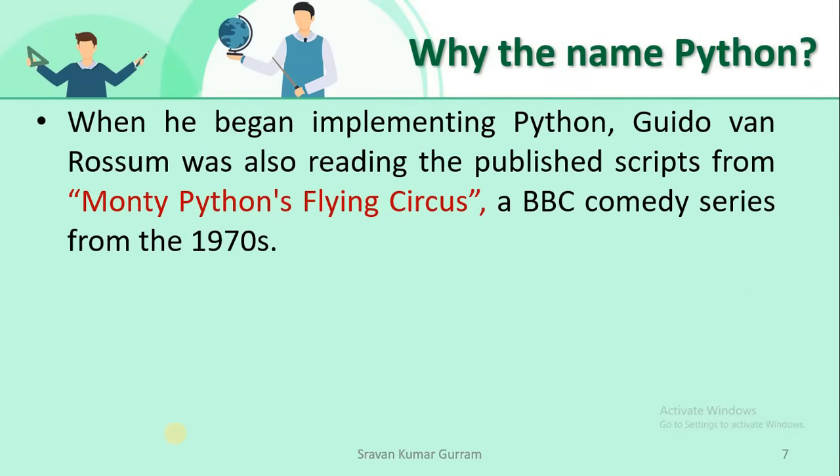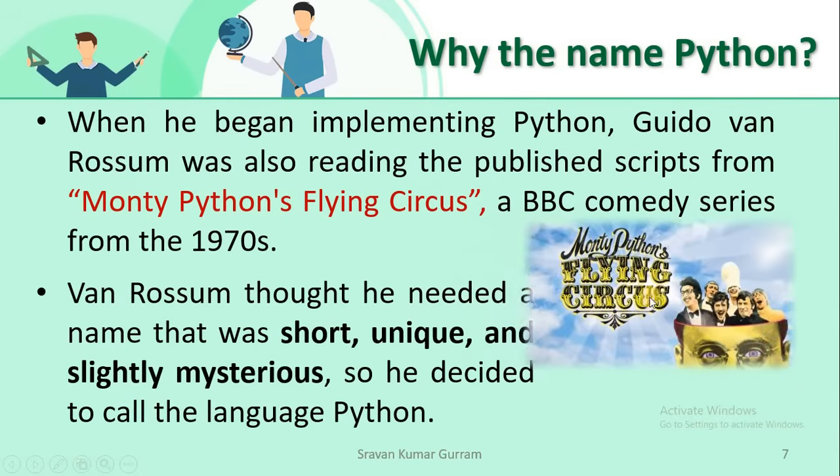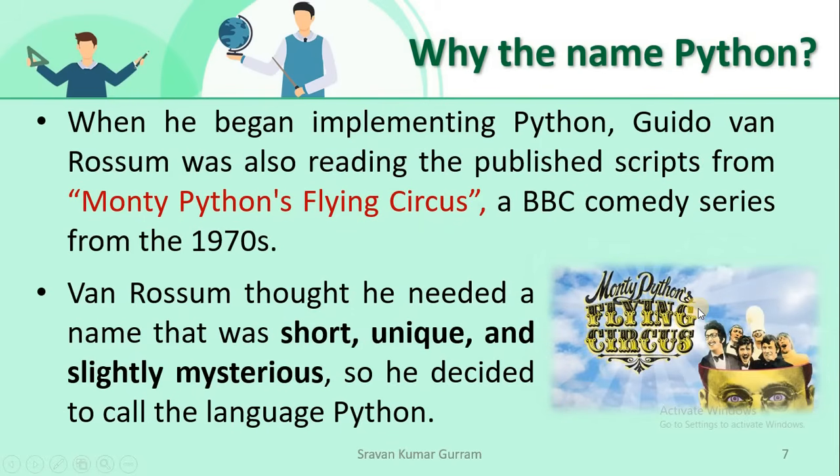Why the name Python? Why the Guido van Rossum has given the name Python to this programming language? Is there any reason? Yes. Actually, when he began implementing the Python, he was interested in a comedy series. The comedy series name is Monty Python's Flying Circus. It is a comedy series. This is one of the snapshots related to that Monty Python's Flying Circus.